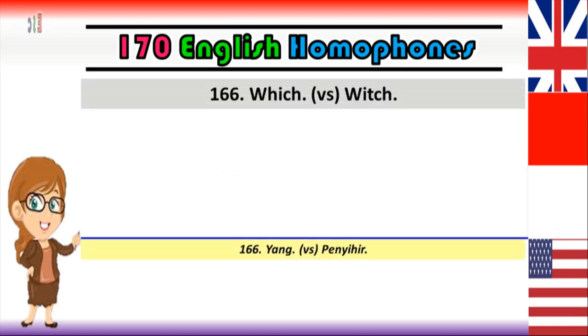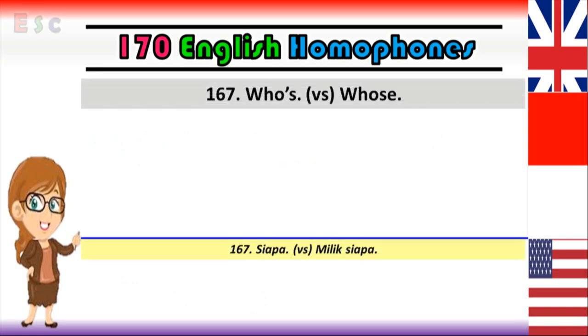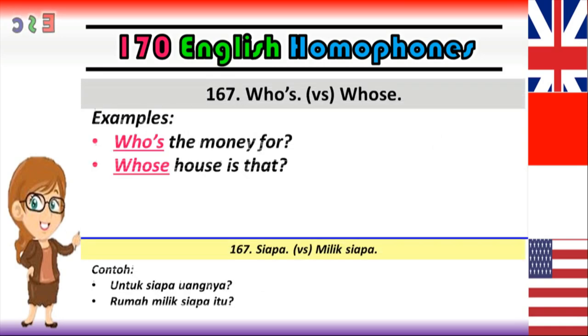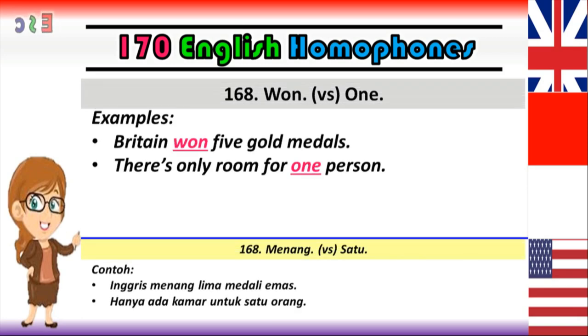166. Which versus witch. Examples: Which of the applicants has got the job? He wants me to be a witch. 167. Whose versus who's. Examples: Who's the money for? Whose house is that? 168. Won versus one. Examples: Britain won 5 gold medals. There's only room for one person.